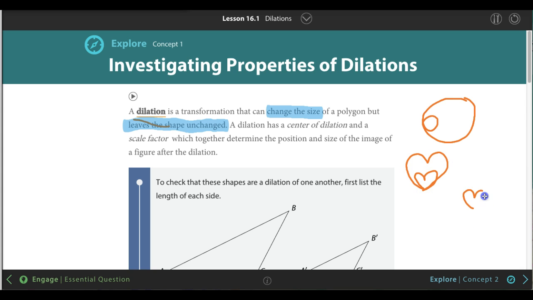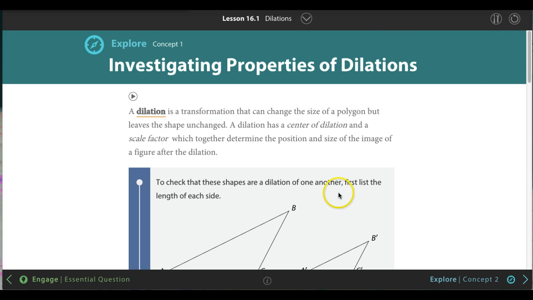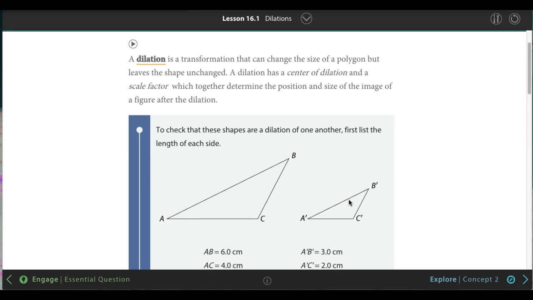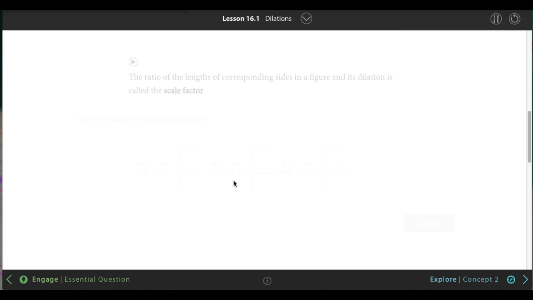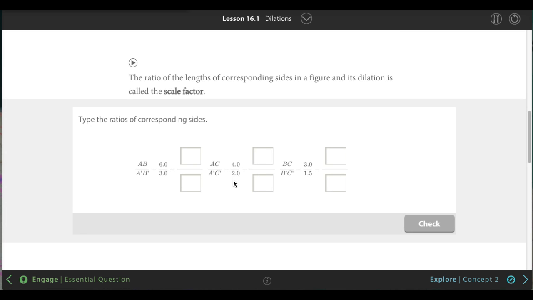So if you have a heart, but then all of a sudden the heart turned into a circle, this is definitely not a dilation. That is the most basic thing: size changes, shape is the same. Same thing over here. But importantly, you have to understand what the corresponding sides are.